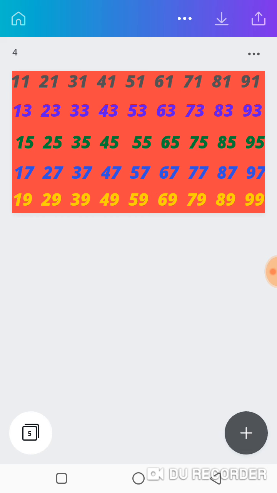Look at the fourth row. They all end with what? 7. And the last row, they all end with what? 9. We have 19, 29, 39, 49, 59. All these are examples of odd numbers.